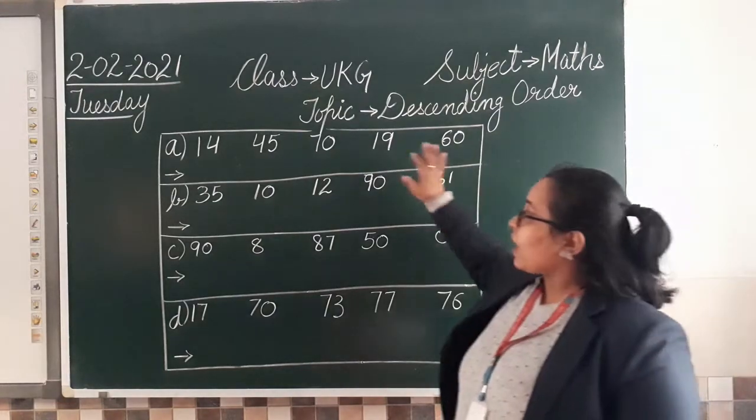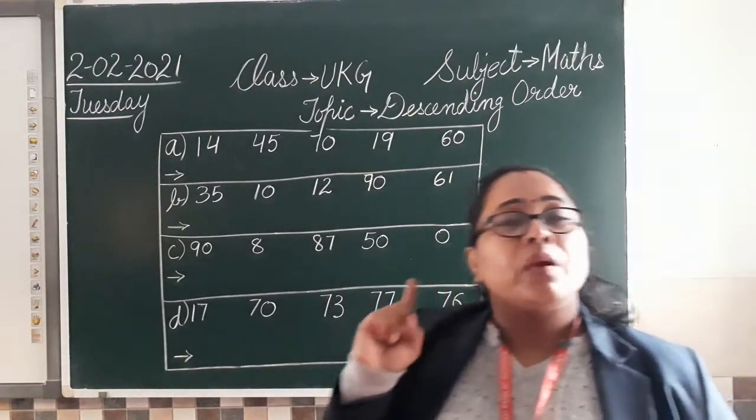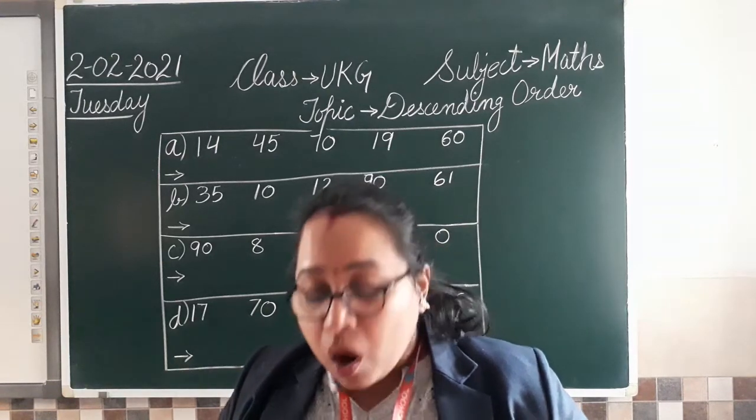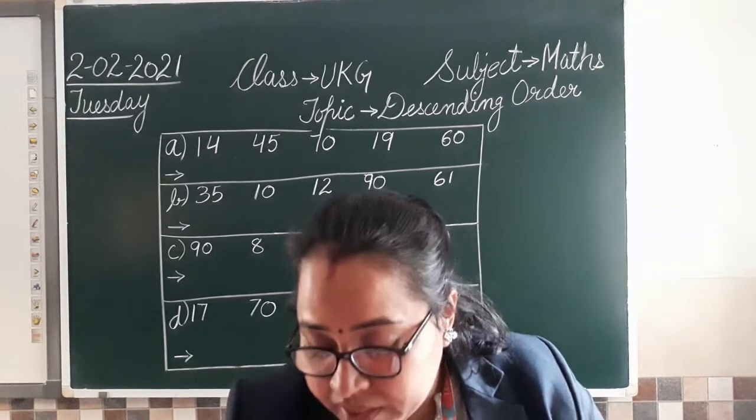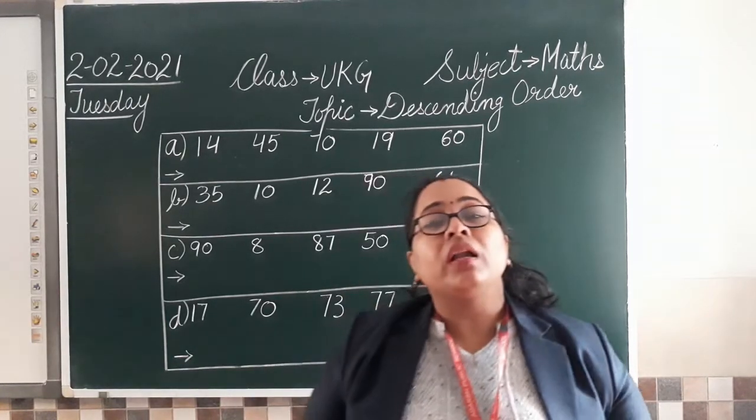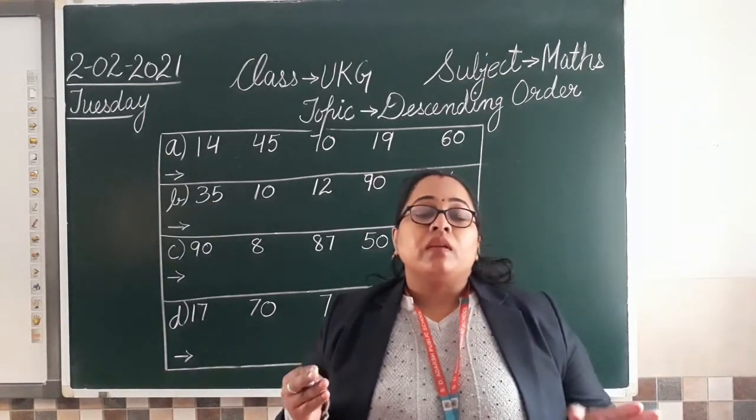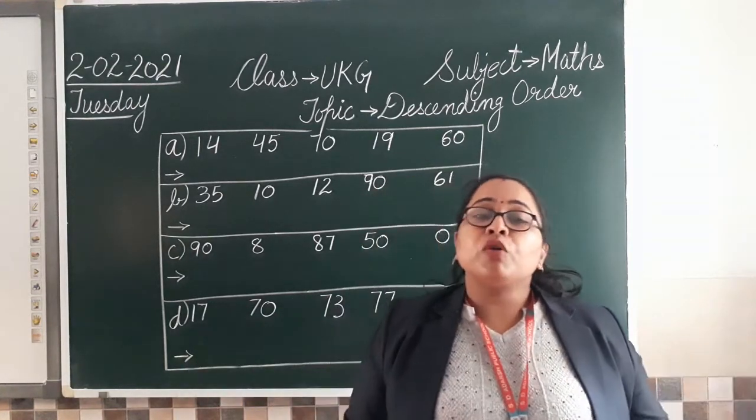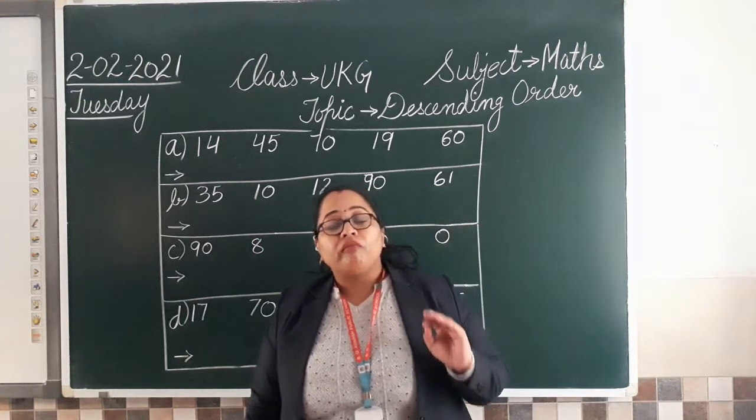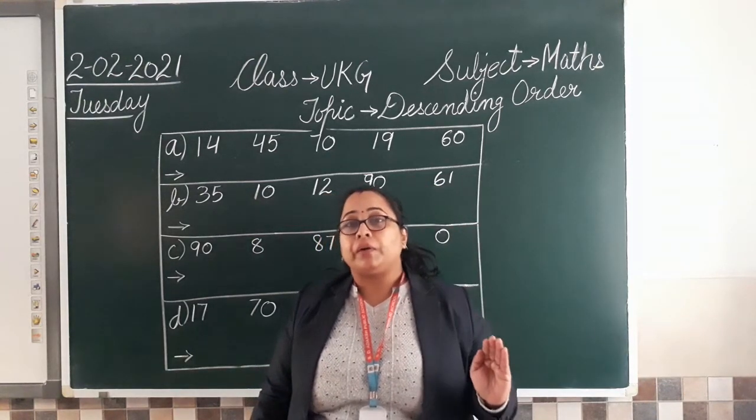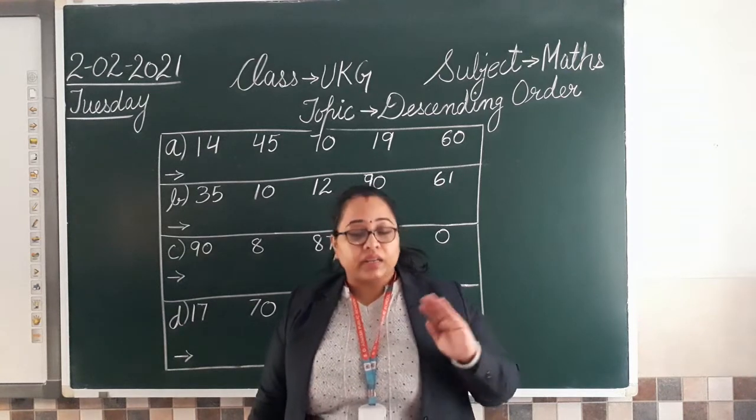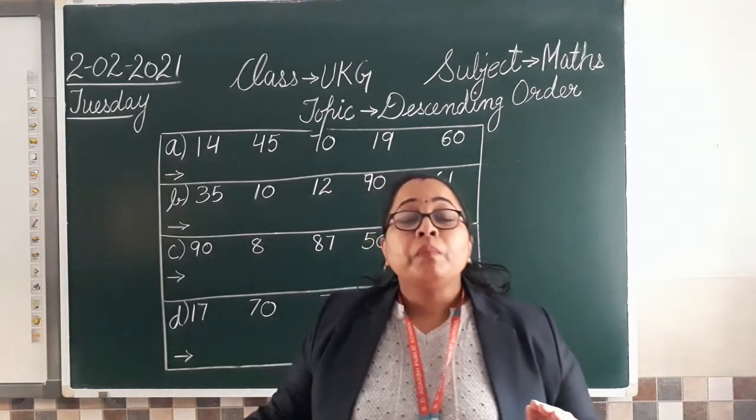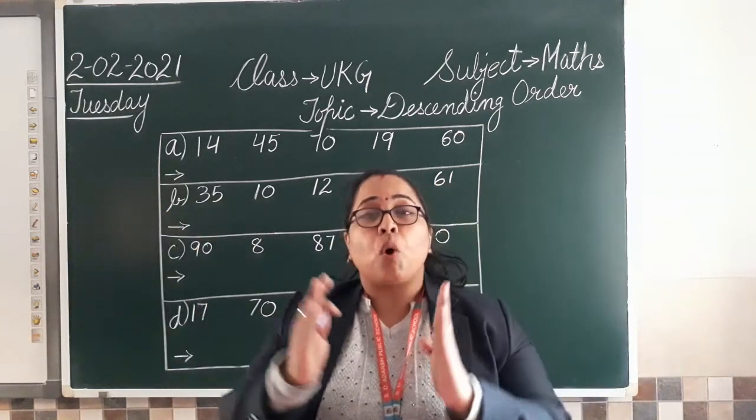So before starting the work, you have to tell me one thing. What is descending order? How we arrange numbers in descending order? Can anyone tell me? Biggest to smallest? Yes, smallest to biggest. So you have to be very clear about it when we are talking of descending order. Descending order says arrange the numbers from biggest to smallest.